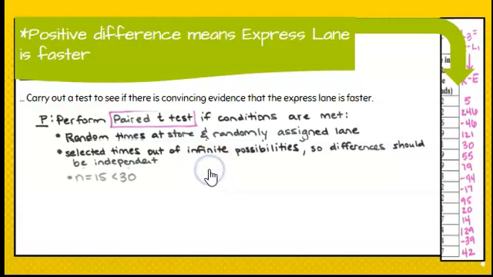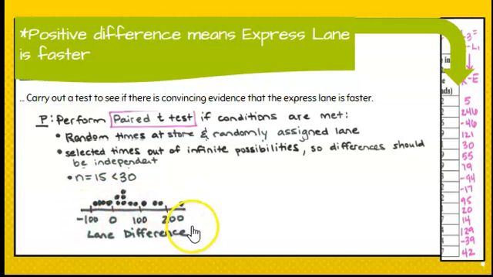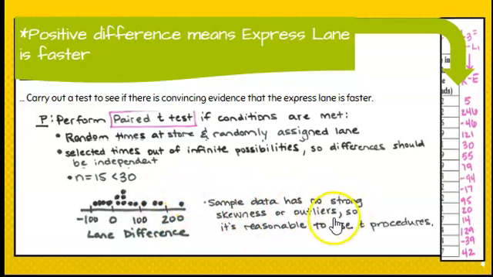Now our sample is 15, which is less than 30, and we don't know anything about the population of this. So we are relegated to making a dot plot and looking at the shape of our sample. So here's the shape of our sample. Okay, it's nothing remarkable. It could be almost normal, really. So what does this tell us? It tells us the sample data has no strong skewness or outliers. So it's reasonable to use t procedures because the population appears to be normal. It's not the sample that appears to be normal. That's not what this is telling us. It's telling us that the population appears to be normal if there's no strong skewness or outliers.